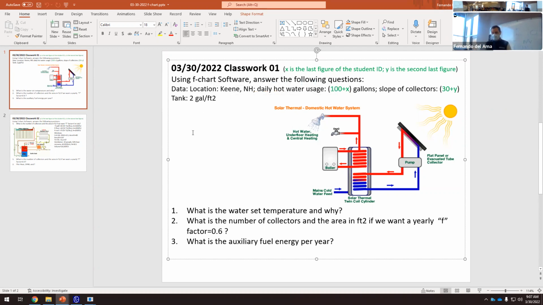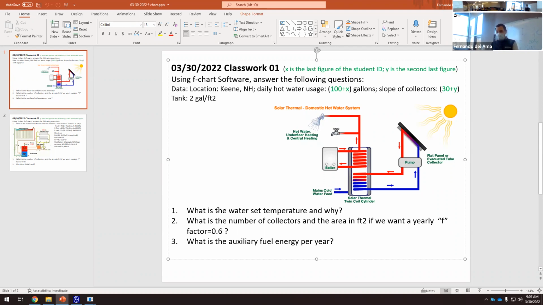So the first question is, what is the water set temperature and why? Well, the answer to this question is always the same. The water set temperature is 140. Why? Because we have to kill the Legionella, these bacteria. So the domestic hot water in buildings is usually always 140. It can be more if we have other requirements, but for residential and commercial buildings, usually it's 140.